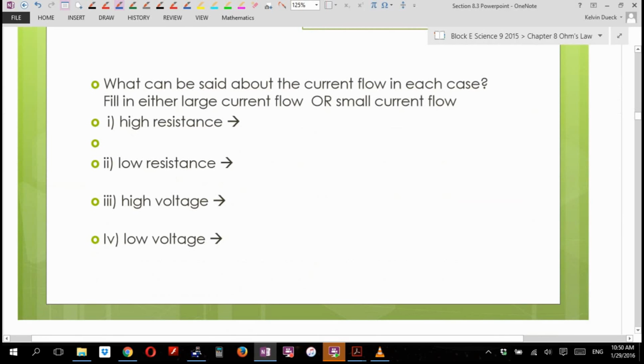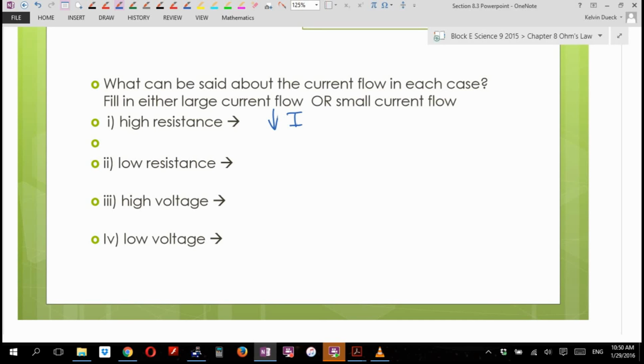What can be said about the current flow in each case? So think as our metaphor, current flow is how easy it is to send students running through the hallways. What if you had a high resistance? What if the hallways were really, really crowded? Do you think you'd get more current or less current? Do you think you'd get more students able to run through the hallways or less? High resistance means lower current. Can I use an arrow pointing down for lower? And I for current?